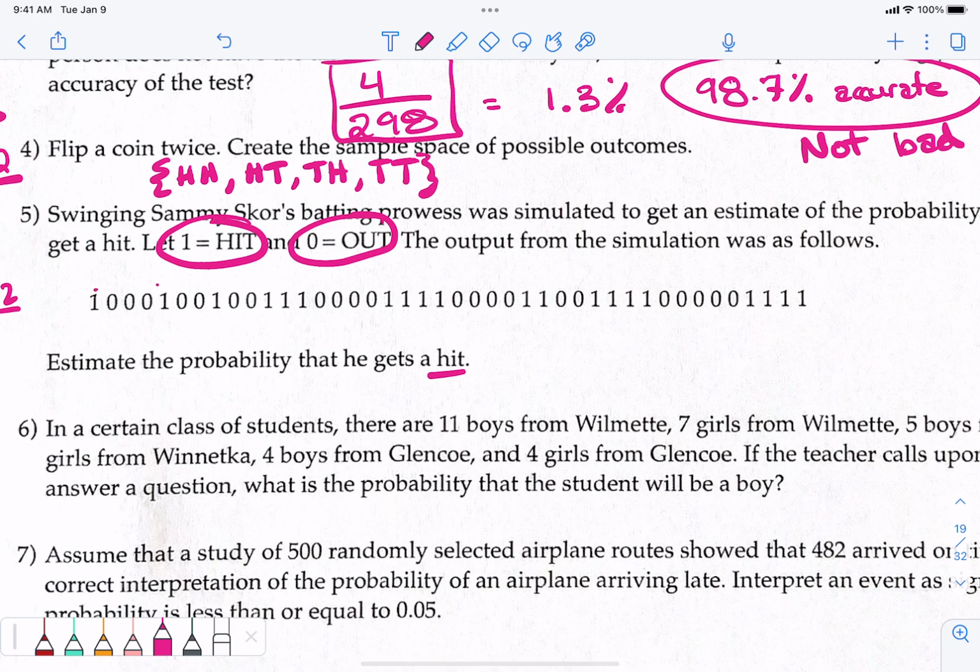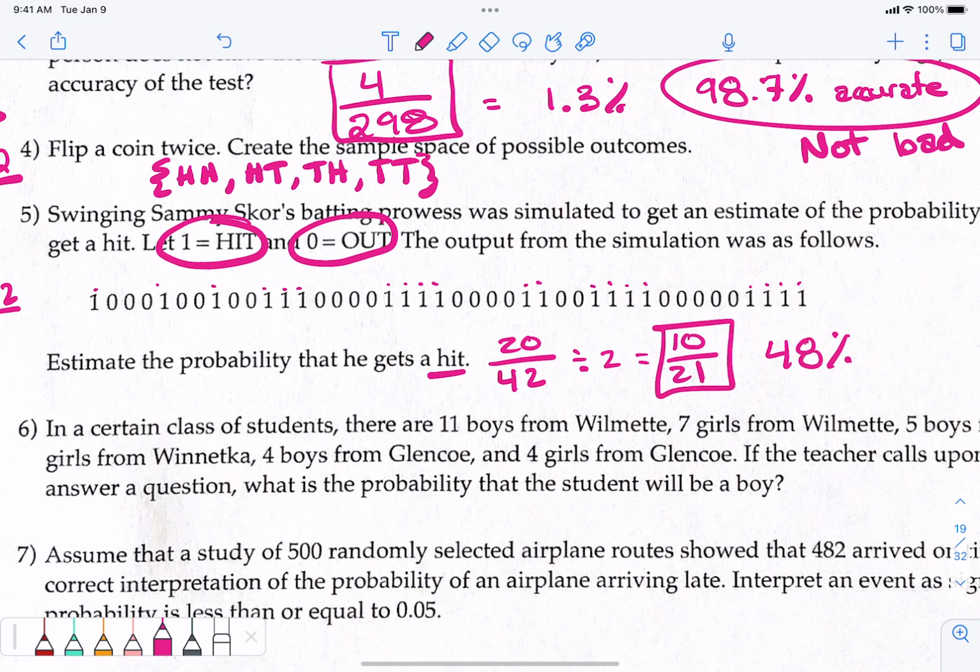1, 2, 3, 4, 5, 6, 7, 8, 9, 10, 11, 12, 13, 14, 15, 16, 17, 18, 19, 20 hits. And zeros are 22. So 42 total. Yes, 20 out of 42. Let's reduce. Divide by 2 at least. 10 out of 21. Anything else reduce? That's 48%.